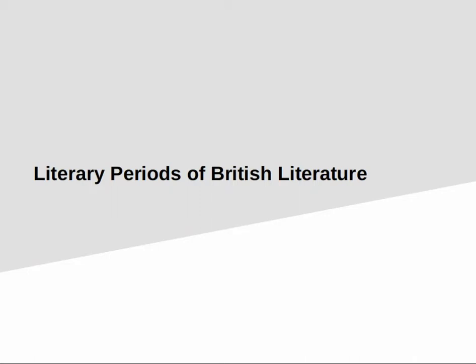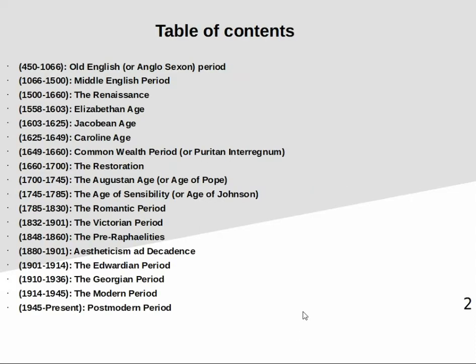The first period of British literature starts from 450 and ends in 1066. The name of the first period is the Old English or Anglo-Saxon period. The second period starts from 1066 to 1500, and the name of that period is the Middle English period. The next period is the Renaissance period, which starts from 1500 and ends in 1660.